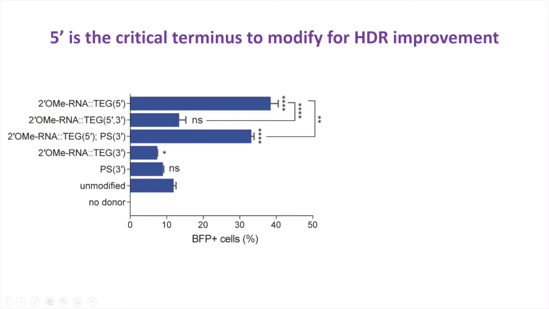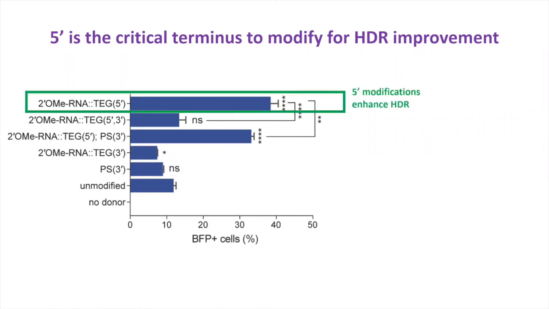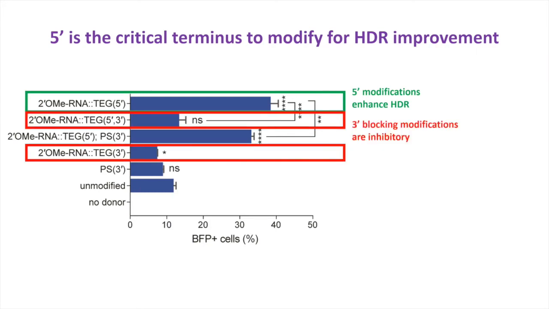So here's an unmodified donor, the lowest of the blue bars there. And you can see it produces about 12% precision edited cells. When we add RNA TEG on the 5' end, we still see that 5' modifications enhance HDR. If we put 3' modifications, a 3' TEG group, then we see a loss of that enhancement. So 3' blocking modifications are inhibitory.